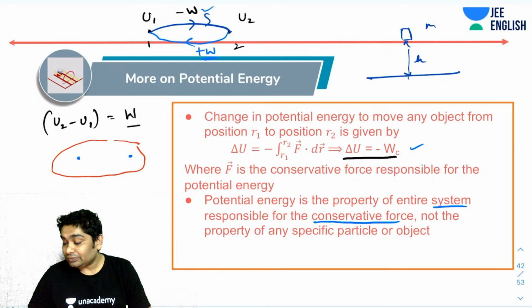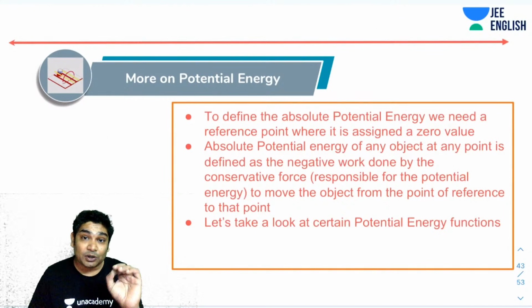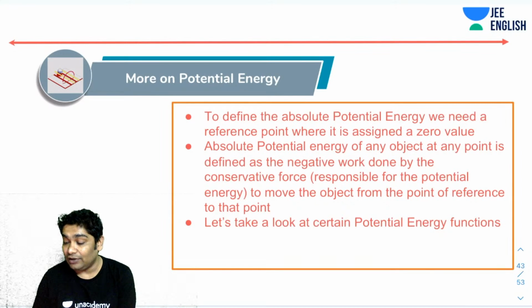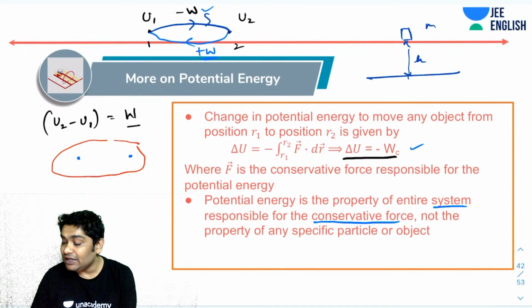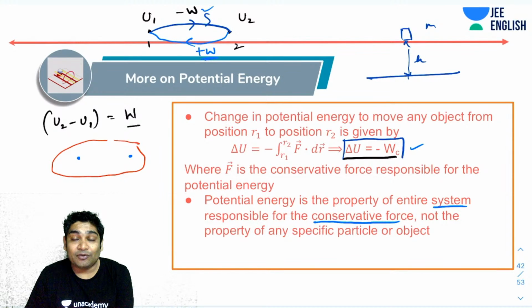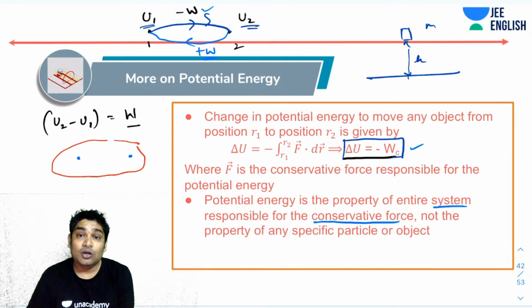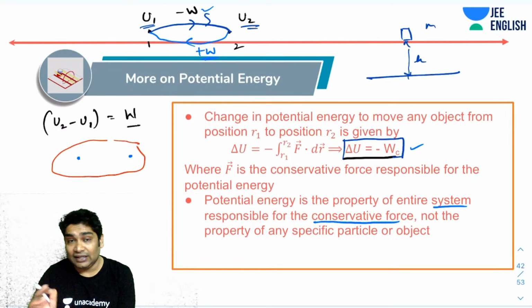Again, let's talk a bit more about potential energy. To define the absolute potential energy, you need a reference point where you assign a zero value. Please remember this. The previous definition only talks about the change in potential energy, which you can easily see. But what happens if you have to define an absolute value? What is the value of U1? What is the value of U2? For that, we choose a reference point.